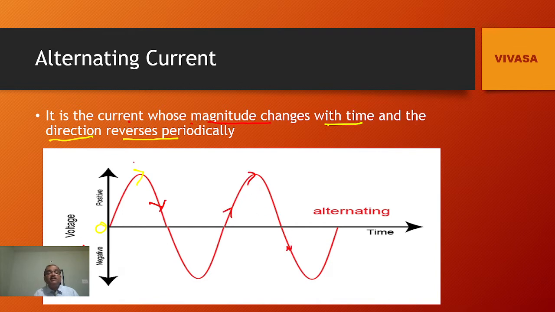You can say this is positive and this happens to be negative. Again this becomes positive and this again becomes negative. Likewise the direction is changing and its magnitude is also changing. It becomes high, plus 5 and minus 5, plus and minus like this. That means periodically it is changing its direction as well as its magnitude. That is why this is called alternating current, and it is simply known as AC. AC stands for alternating current.